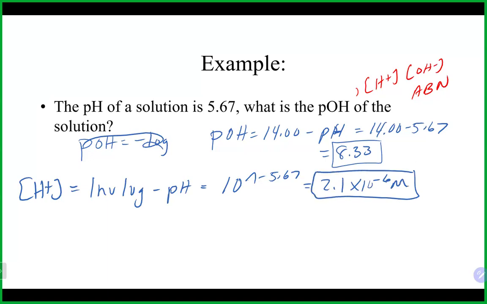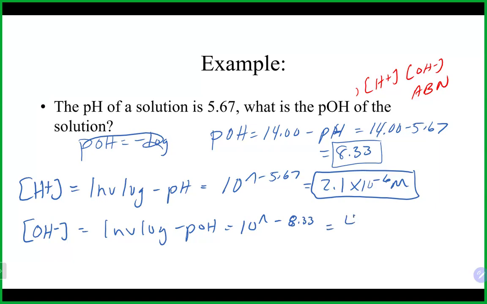Now that I have the H plus concentration, I could actually use KW if you wanted to, or you could do the same calculation using your pOH that you also have at this point. So that's going to be the inverse log of the negative pOH, 10 caret negative. I feel like I hit the wrong number in there. Did I? 14 minus 5.67. I did. 8.33 would be better on that one. There you go. It can't both be the same number. All right. So negative 8.33 on that one. That's going to give us a 4.7 times 10 to the minus 9 molar.